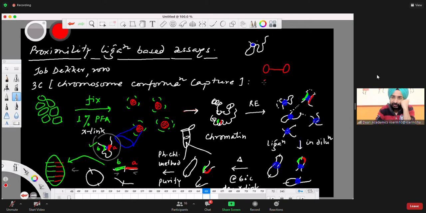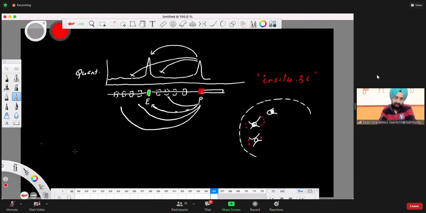One-to-one. That's the scope of 3C. Very limited scope, but nevertheless, it was quite useful. And originally what Job Dekker did, he took one of the chromosomes of yeast, which is a smaller one.